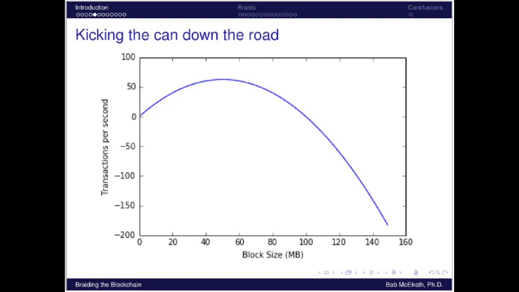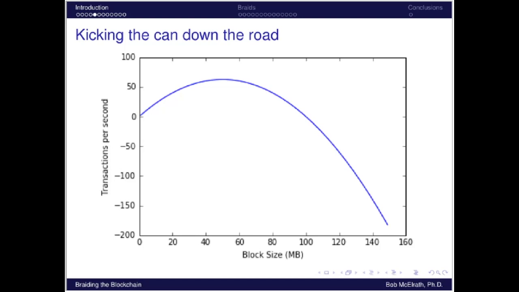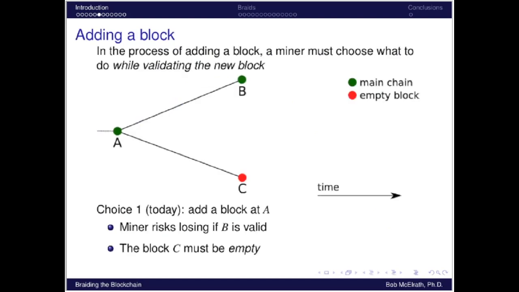But this is just kicking the can down the road. There is a much more serious problem looming. And if you take this graph and extrapolate the total transaction rate at the peak, it's only 125 transactions per second. This is still far less than Visa can accomplish. So why does this happen?